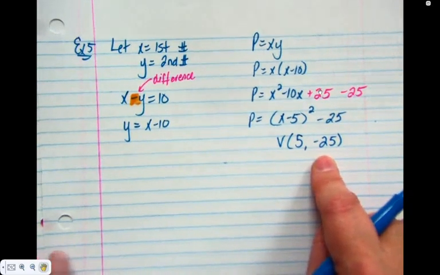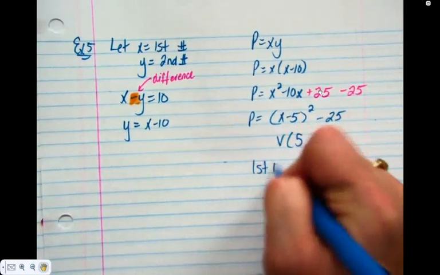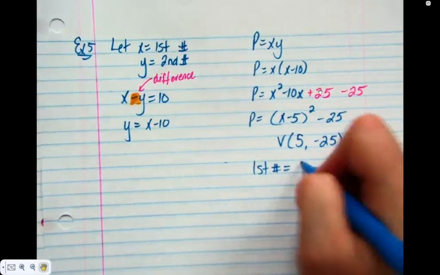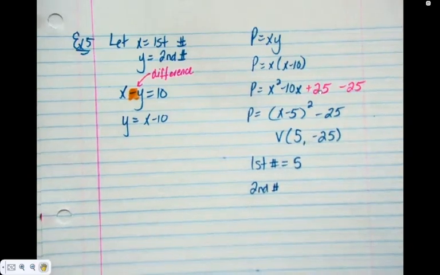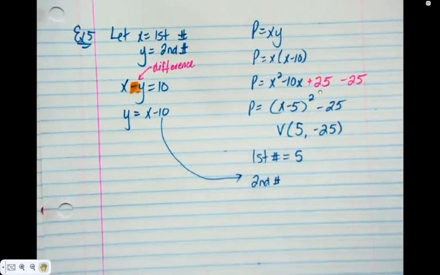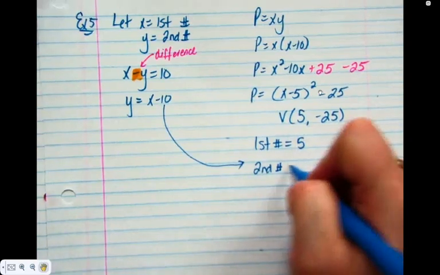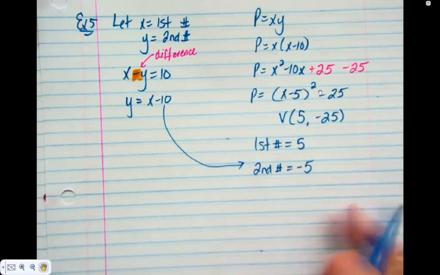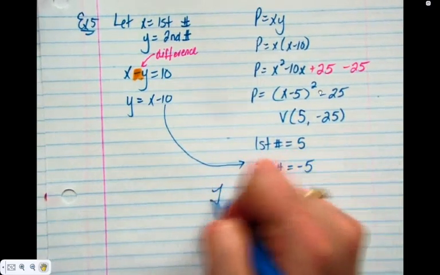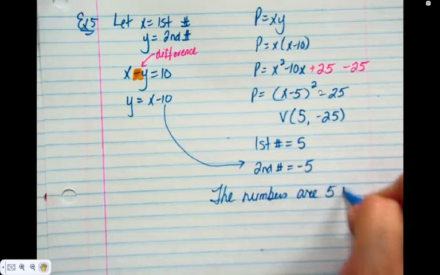All we need to do is answer the question. What does the question want? The two numbers. So what's the first number? Which is 5. How do we find the second number? Yep, substitute in for y. Which would be? Negative 5. Is that okay? We have a negative? Yep, because we're just finding numbers. So the numbers are 5 and negative 5.